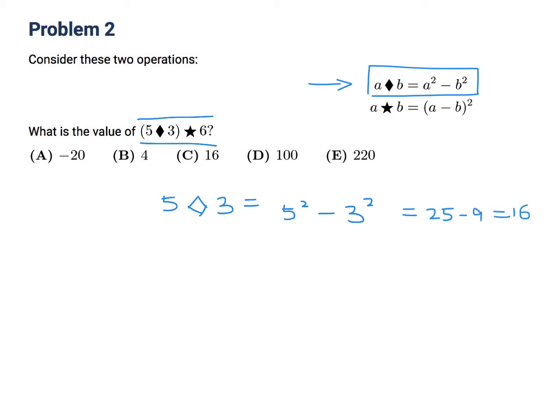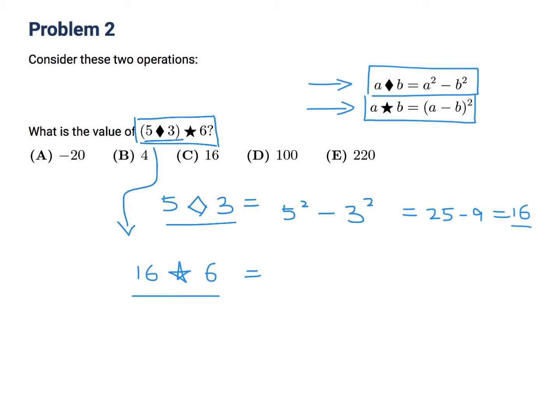So that means that this right here basically becomes 16 star 6, because 5 diamond 3 we calculated as 16. So now we have to go back and use this formula to figure out what is 16 star 6. So that looks like it's 16 minus 6 all squared. So that's 10 squared, which is 100. So the answer to number 2 is D.